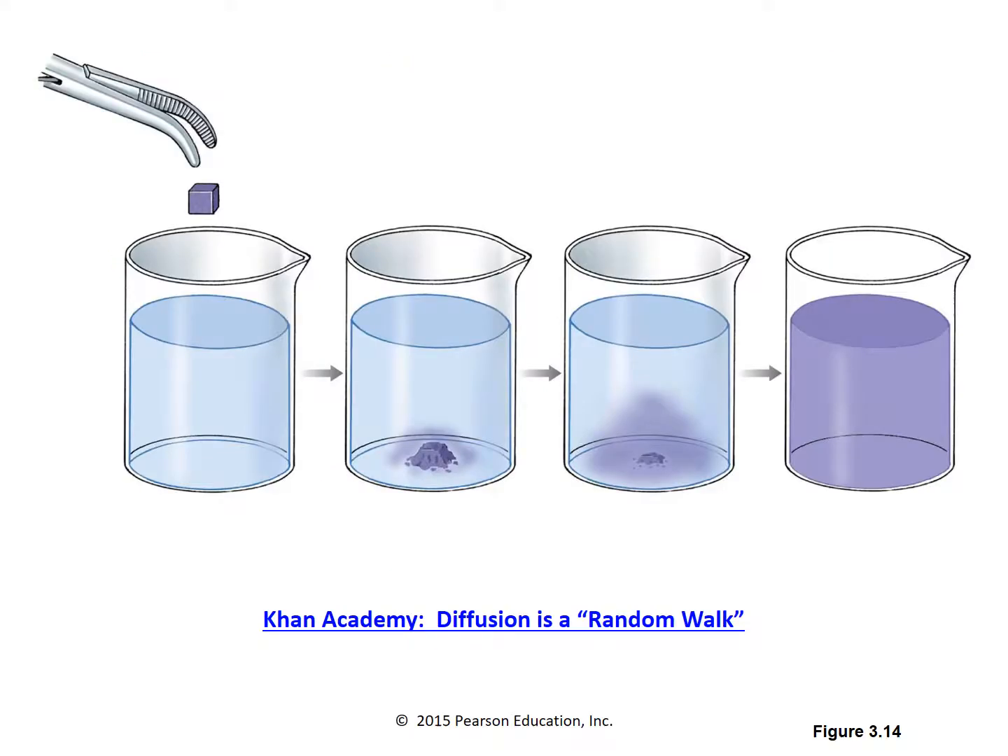To give you an example, here we drop a nice little cube of sugar into water, and we're going to see this gradually break down and diffuse as it goes from the high concentration of the sugar cube to the lower concentration in the water, until it diffuses throughout and becomes equal.